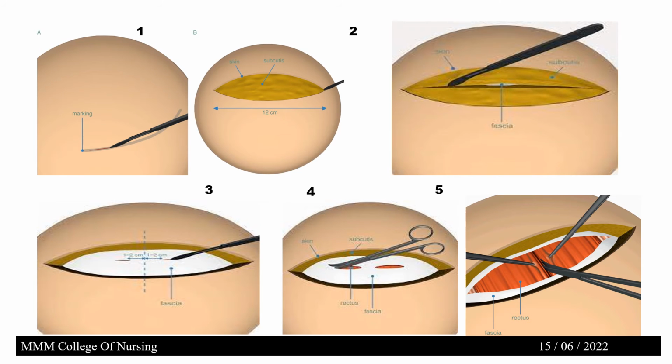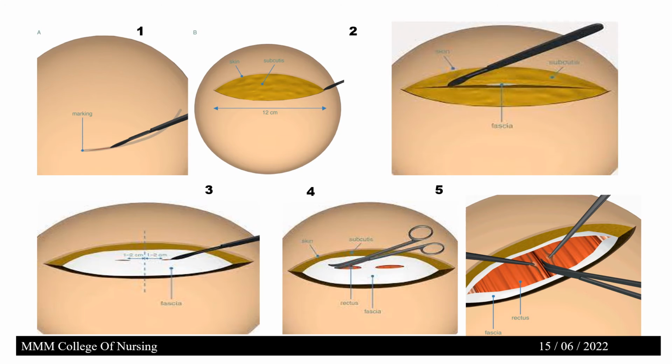Next we'll see about the pictures. In the first picture, this is the shape of the incision. It is semilunar in shape, given in the lower part of the abdomen. This is called the Pfannenstiel incision.